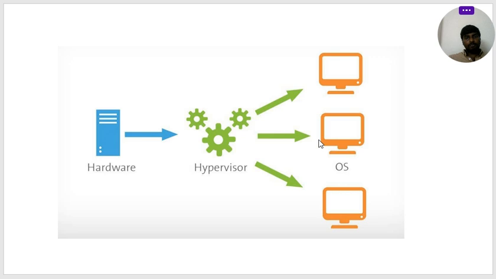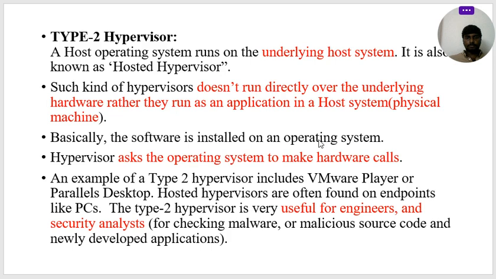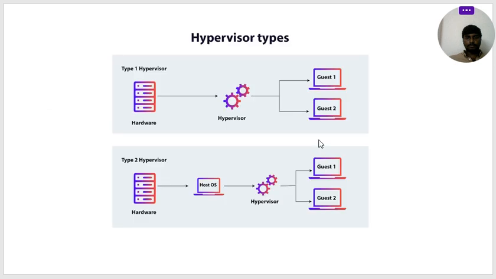Basically, we have two types of hypervisors. Hypervisor sits between the host system and the guest system. Type 1 hypervisor runs directly on the underlying host system. It's also known as the native hypervisor or bare metal hypervisor. Type 1 is the bare metal hypervisor.